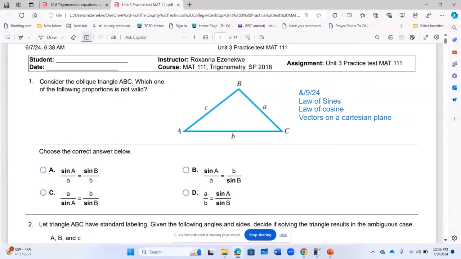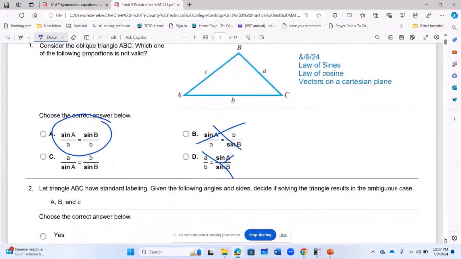All right, so the first question, and I'm not even going to follow them step by step, but look at this. Which one is the correct answer? Sine A over a equal to sine B over b? Choose the correct answer. A over sine A equal to b over sine B. Sine A over a, this is not, and this is not. The important thing is that we're going to use that to solve the problem.